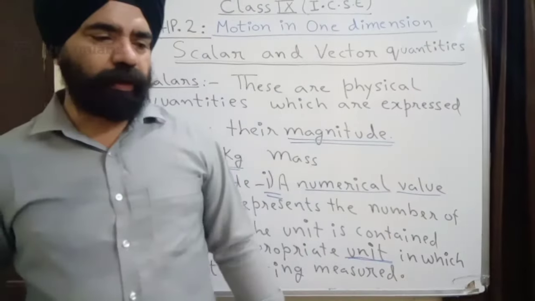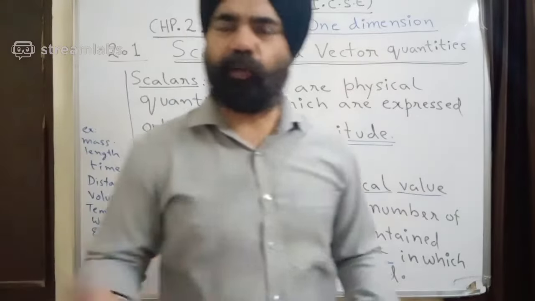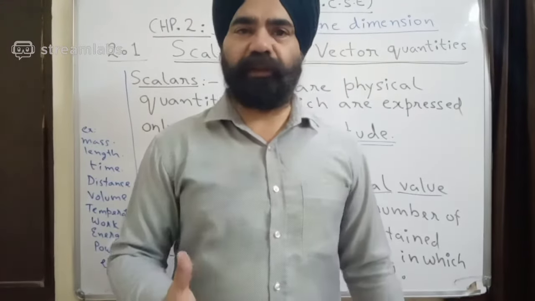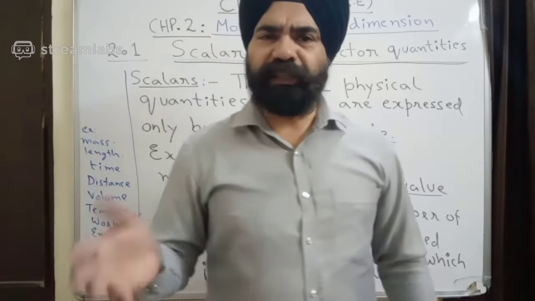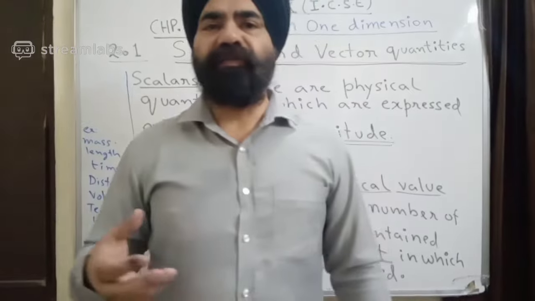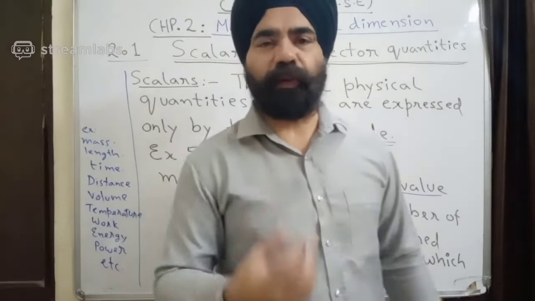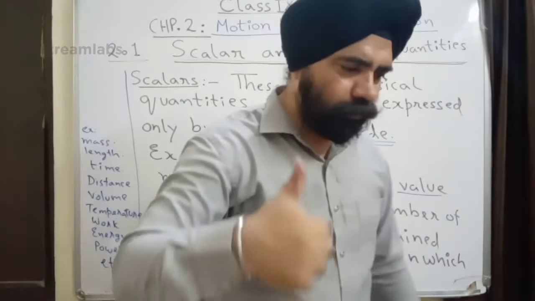So in this chapter, first of all, we have already done what are physical quantities in the first chapter, right? Quantities which can be measured. The first chapter was measurement and experimentation. So we started by understanding what are physical quantities. Quantities which can be measured are known as physical quantities.